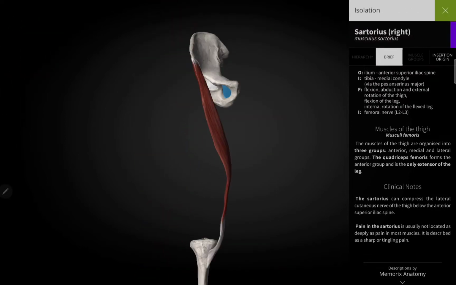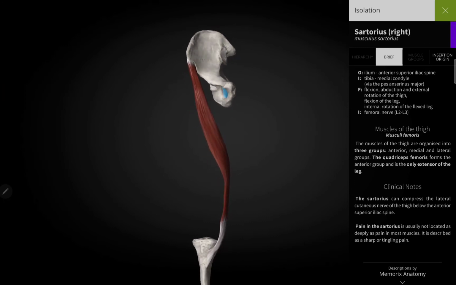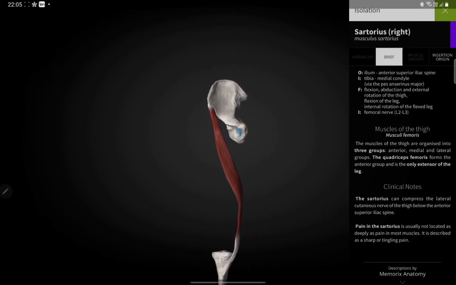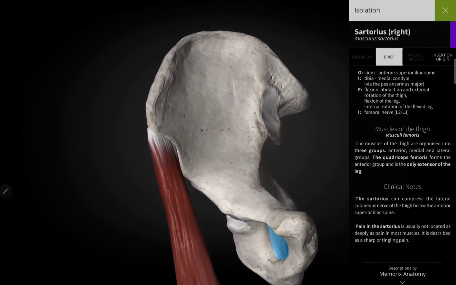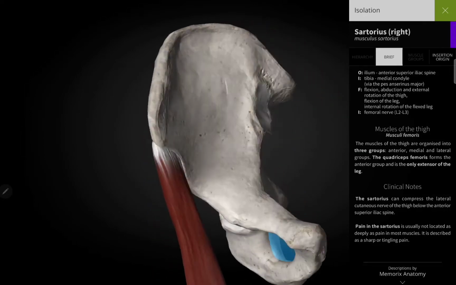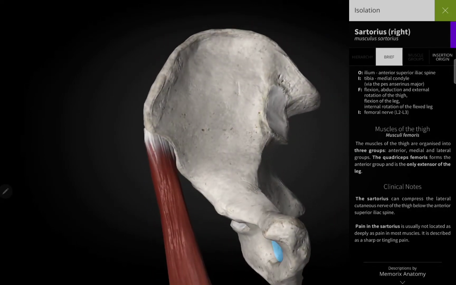So now you can see clearly how it takes origin from the ilium and how it gets inserted into the tibia. So first, about the origin. It takes its origin from the anterior superior iliac spine, you can see here. So this portion is the anterior superior iliac spine of the ilium.